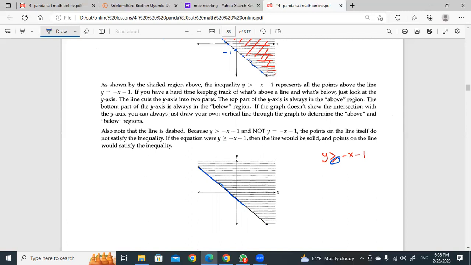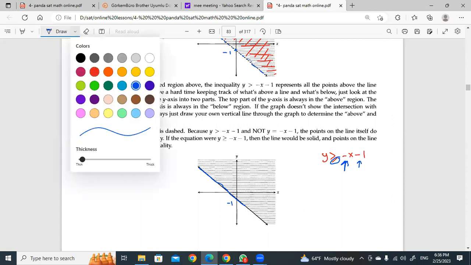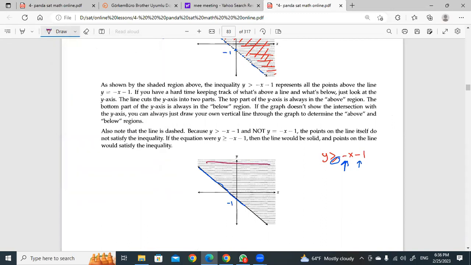Now you are telling me it's a line falling down from the left to the right, with a negative slope, and it intersects the y-axis at -1. And now I'm asking you, I need all the values containing this line or above it. So I'm also searching for this area, this purple area. All of this purple area satisfies this inequality.